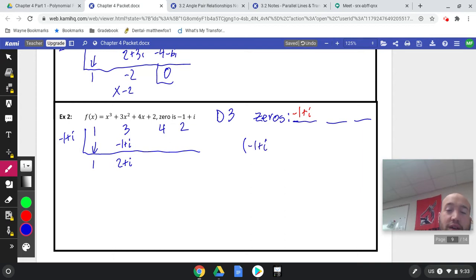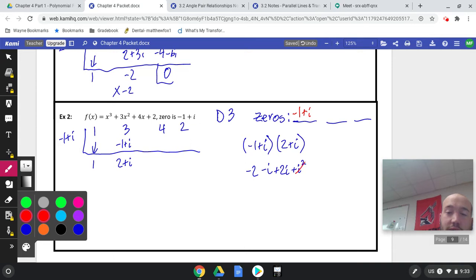Negative 1 plus i times 2 plus i. We multiply, negative 1 times 2 is negative 2. Negative 1 times i is negative i. 2 times i is plus 2i. And the final thing, i times i is plus i squared. Now, this becomes negative 1. So now our answer here, negative 1 and negative 2 combine to negative 3 plus i. So that comes right here. We add straight down and we get 1 plus i.